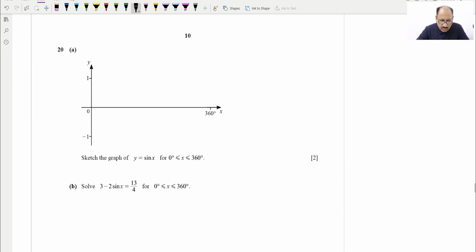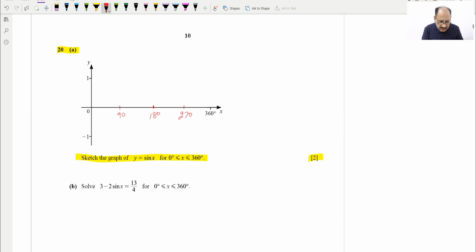Now this is question number 20, and for the 20 a part they have provided the grid, and this is a 2 mark question. Sketch the graph of y is equal to sine x from 0 to 360 degrees. Now we can check roughly the middle. So the middle will be roughly over here, and we can split into 4 portions: this one we can take as 90, this will be 180, this will be 270, and next is 360.